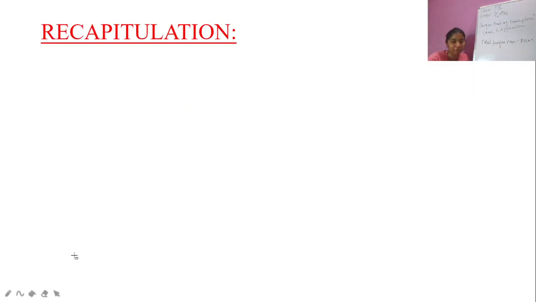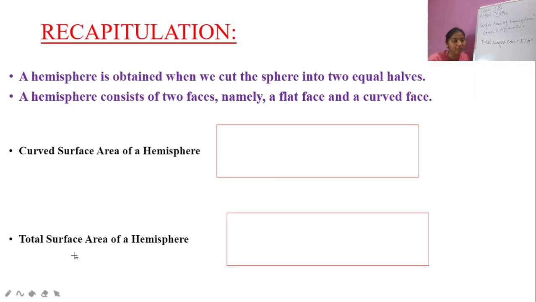So now let's recap what we have discussed today. We have discussed the hemisphere, which is obtained when we cut a sphere into two halves. A hemisphere consists of two faces, namely a flat face and a curved face, right? The curved surface area of a hemisphere is 2 pi r square, and the total surface area is 3 pi r square. So these are the things related to our hemisphere.